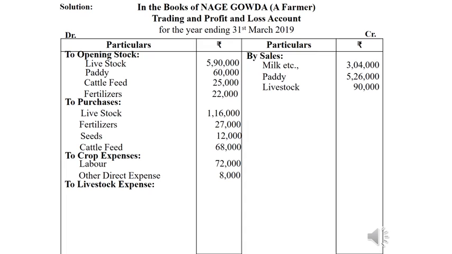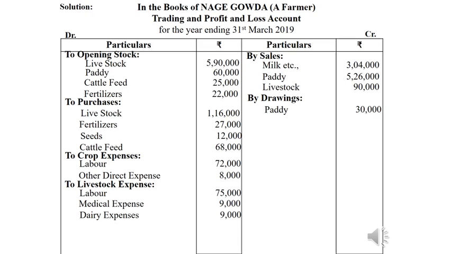Next is livestock expenses. Again, these items are given separately. 3 items are there. Labor charges 75,000, medical expenses 9,000, and daily expenses 9,000 are given in the problem. So they are recorded under livestock expenses. Next, drawings are given. Nagegowda and his family have used paddy rupees 30,000 and milk rupees 25,000 for their personal use. That should be recorded as drawings.